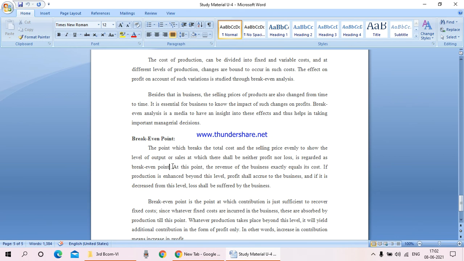See, at break-even point, there is no loss, no profit. If the production is increased beyond this point, the unit will earn the profit, and if the production is decreased or goes below this point, the organization or the unit will incur the loss. So it is the point where there is no profit, no loss, or it is the balancing point, or it is also known as equilibrium point.